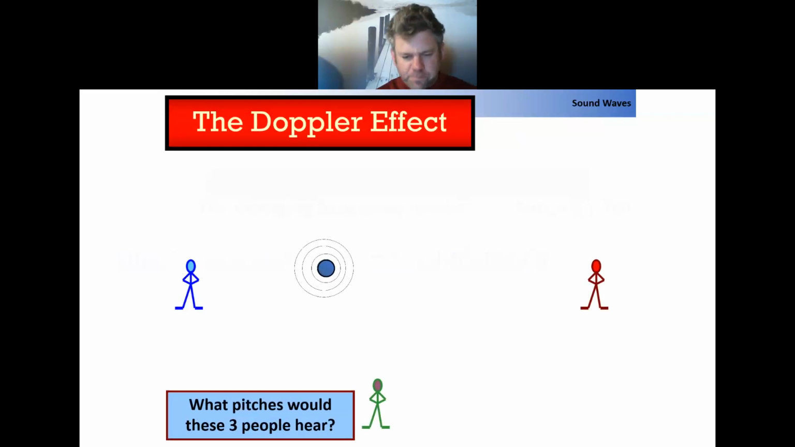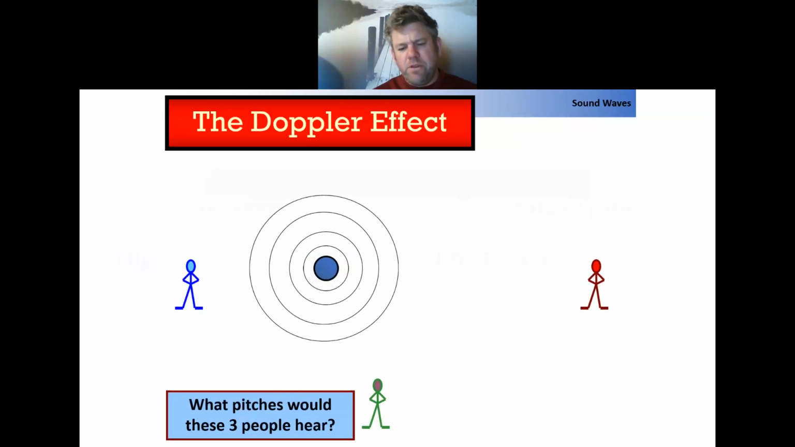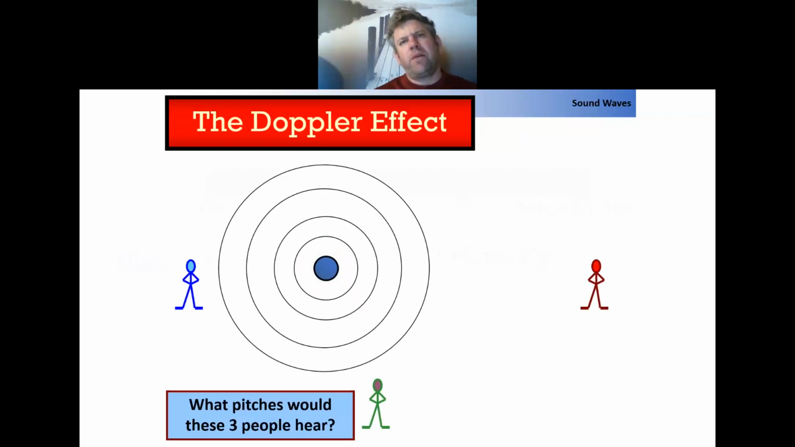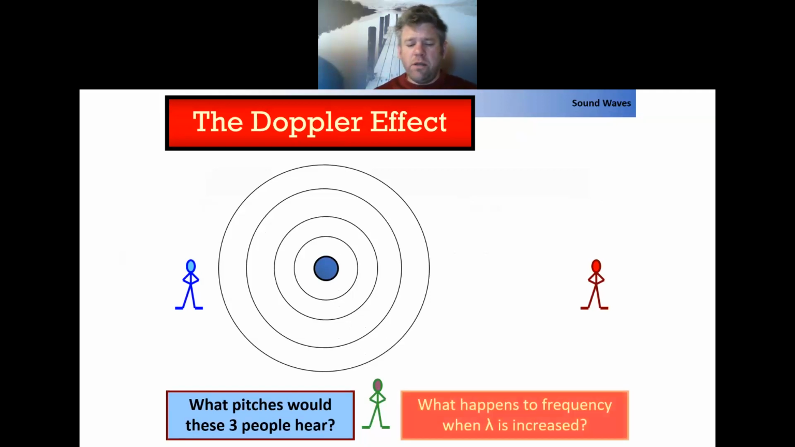Okay? All right. So if we look at the Doppler effect from just this standpoint, what we're going to see is, if this source here is stationary, if it's not moving, all three people should hear the exact same sound. They should hear the exact same pitch. Okay? Now, the question becomes, what happens to frequency when our wavelength is increased?